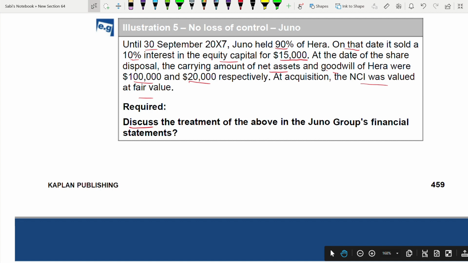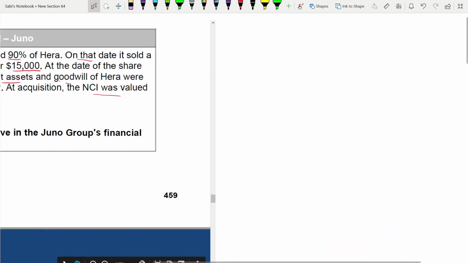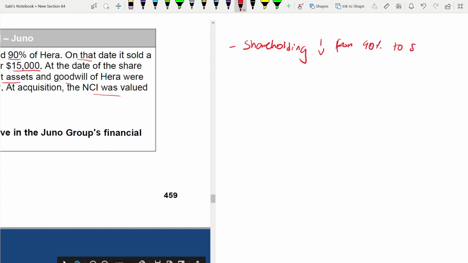So, this is for illustration 5. Okay, first point is shareholding decreased. Start with the most obvious: shareholding decreased from 90% to 80%. Then what happens? Still, Juno still has control.